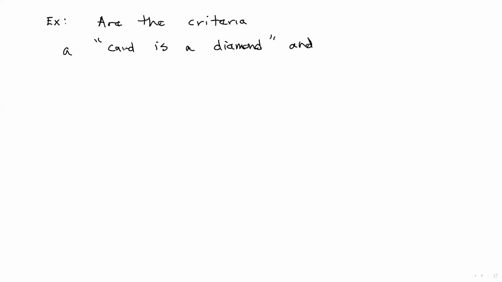Let's do another example like that. And again, it's another card example. Sorry, it would be better if these were not card examples, but that's what we've got. Are the criteria a card is a diamond and a card is an ace dependent or independent?